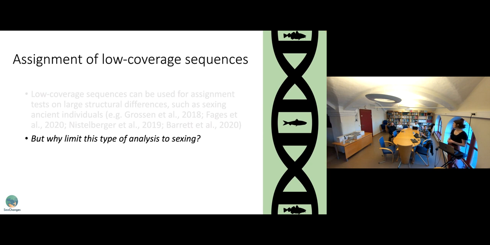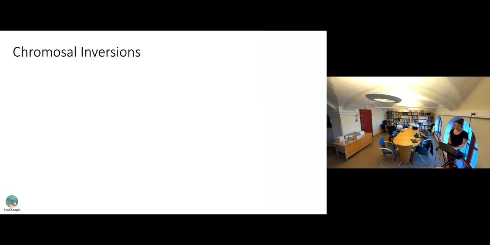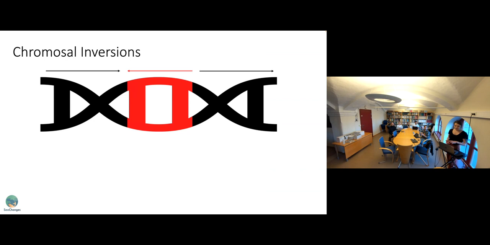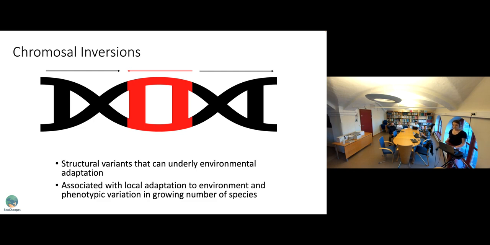Because we know there are other types of variation that are also quite significant in the genome, one of which is chromosomal inversions. So if you're not familiar, a chromosomal inversion is basically a rearrangement where in some populations of a species, a portion of a chromosome will just be flipped to be running basically backwards. And this shows up in a lot of fish. We're seeing it more in birds and plants as well. And they tend to underlie local adaptation to different environments. And they seem to be associated with ecotypes in a growing number of species.